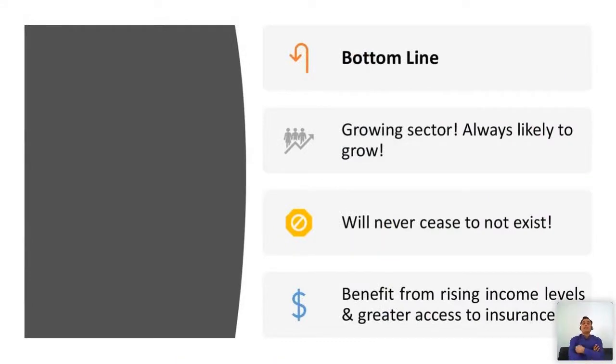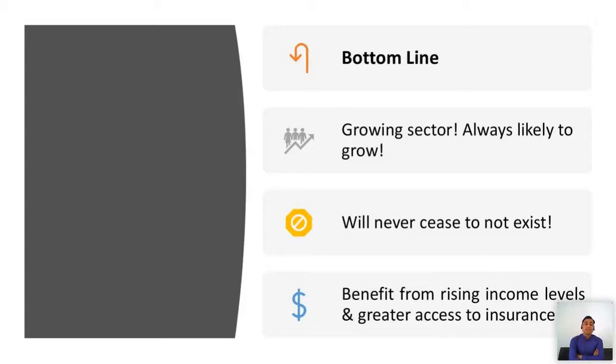And now talking about the healthcare verticals, the pharmaceutical or healthcare domain, in a nutshell, as a bottom line, it's a growing sector, and a growing sector is always likely to grow. And if we talk about the healthcare or the pharmaceutical sector, it will never cease to exist. Can you imagine anybody surviving without medicines nowadays? So this pharmaceutical or healthcare domain will not go away. It will exist in the times to come, in the near future, and it will exist every time.